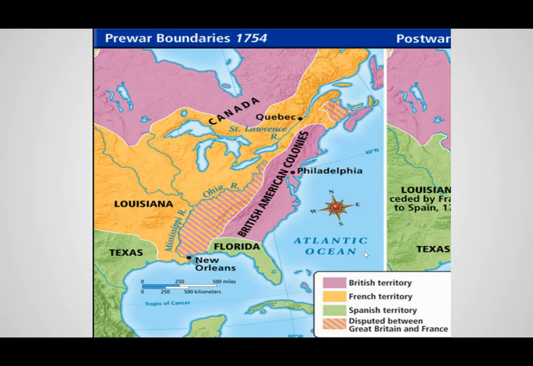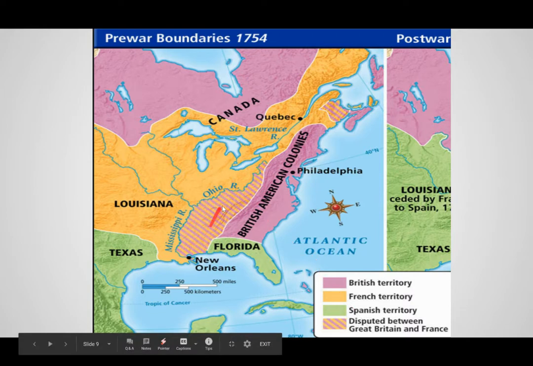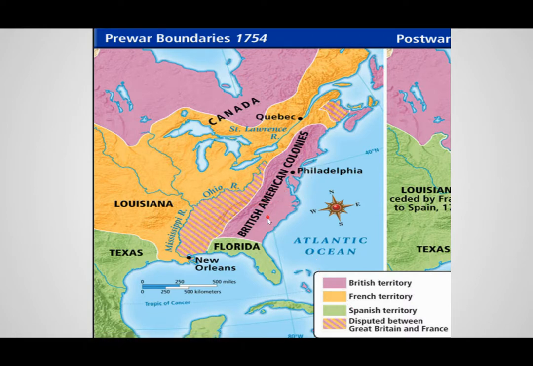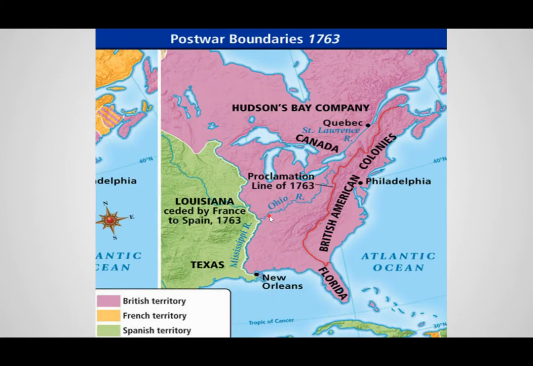So if we look at the pre-war boundaries again, you can see this is the area of land that they were fighting over. These were the colonies originally. And then if we look at after, all of this territory that is east of the Mississippi River is now part of Britain.